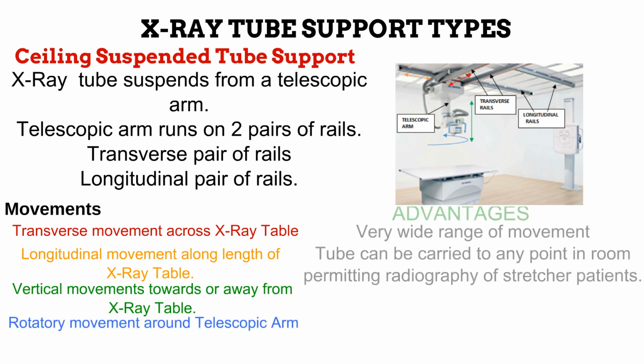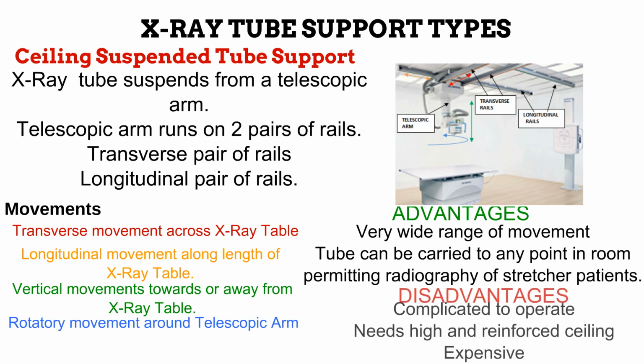The advantages of ceiling suspended supports include the very wide range of movement it offers, much greater than that offered by the other two configurations. This makes patient positioning much easier when ceiling suspended tube support systems are used. Also, the tube can be carried to any point in the room. This means that stretcher patients can be radiographed without the need to transfer them to the X-ray table.